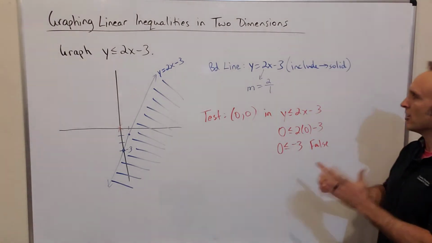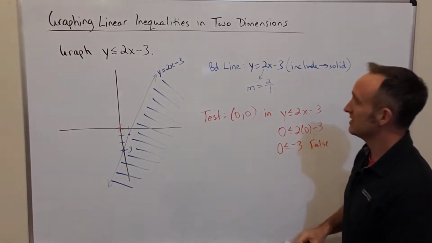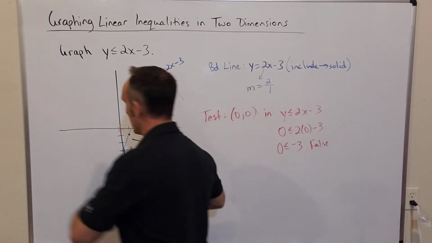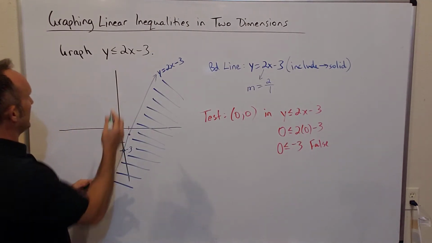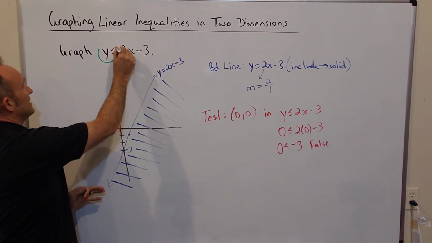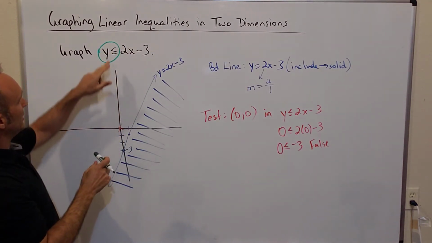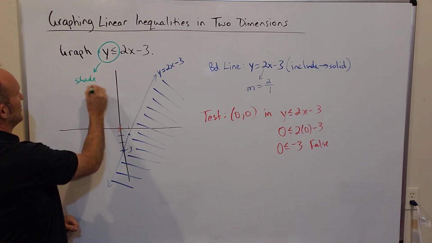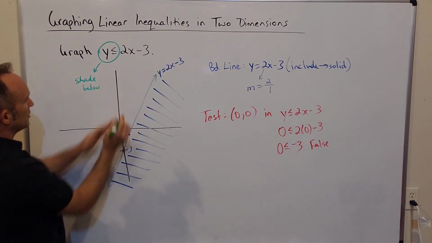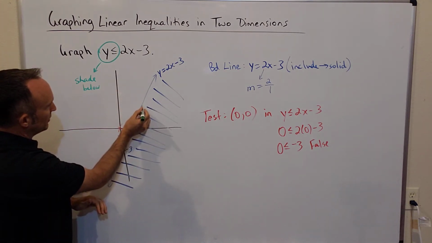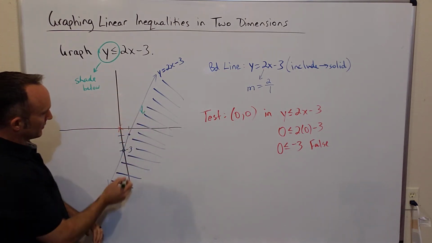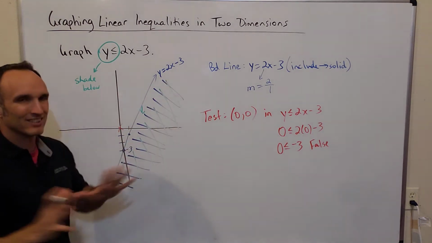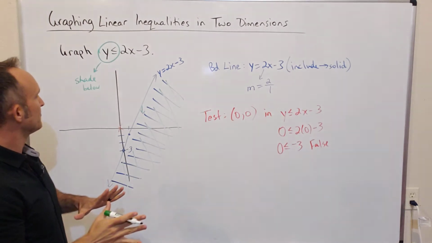Now, another way to do it, since this happens to be in slope-intercept form, is, all right, we've got the boundary line. We can see that y is less than or equal to. That means shade below, just like we saw before. So if this is my boundary line and I want to shade below, that means shade this way. So that means I'd shade everything on this side of the boundary line, and we get the same solution set either way.